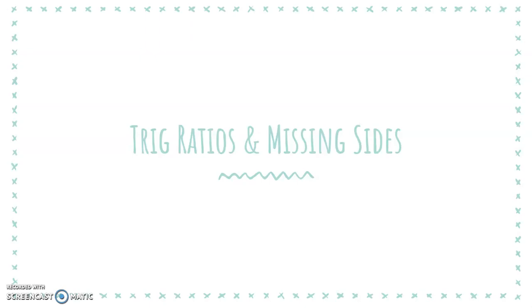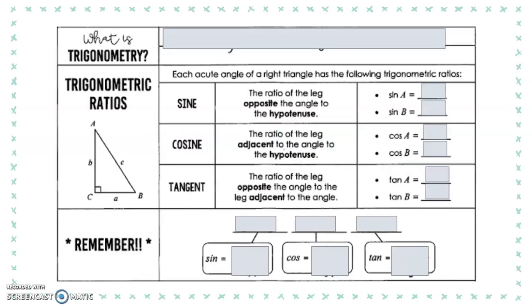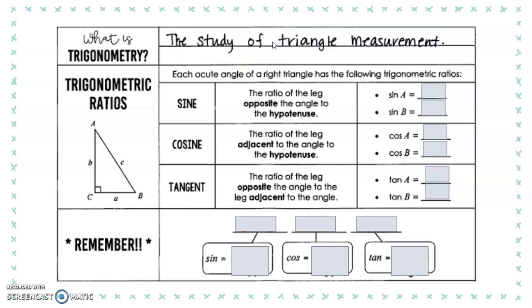With this next section, we're going to be looking at right triangles, and we're going to actually introduce trigonometry with this. So with trigonometry, we have these special ratios that we can use to set up missing angles and sides. For this video, we're going to focus on those missing sides. So starting at the beginning, we need to talk about what trigonometry is. Trigonometry is the study of triangle measurements. So again, talking about those angles and those sides.